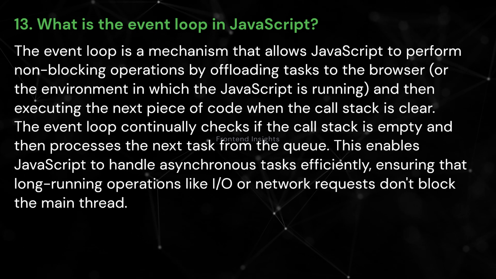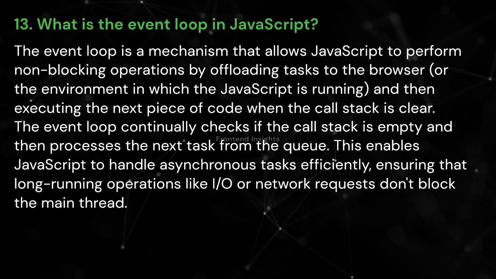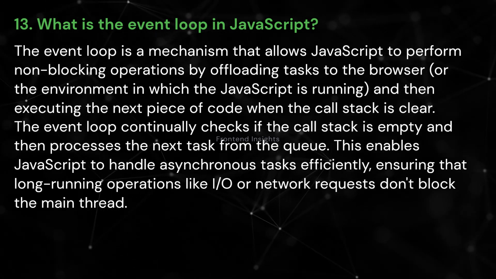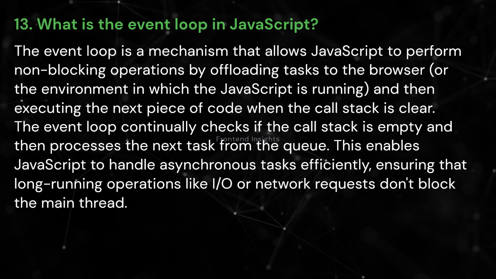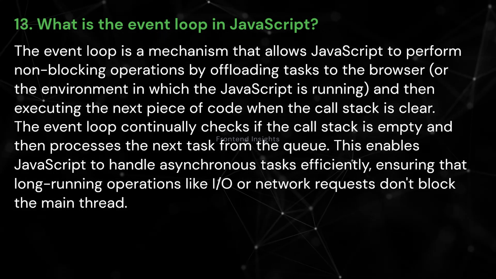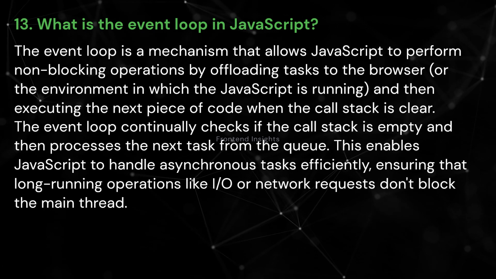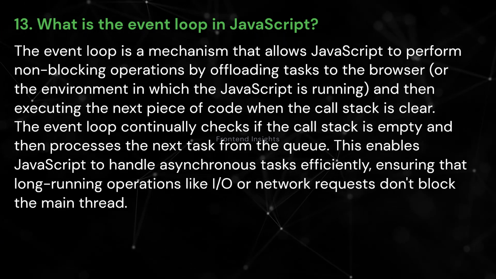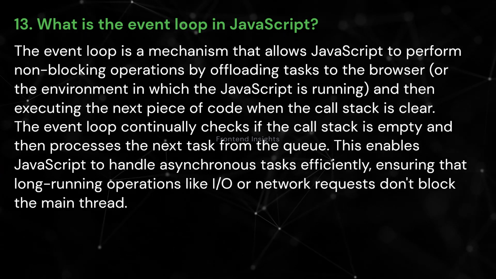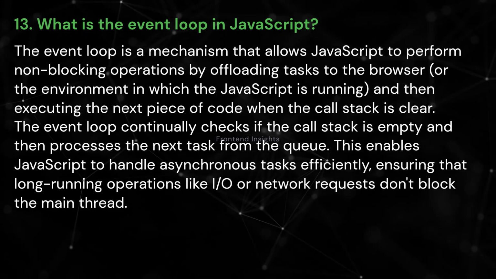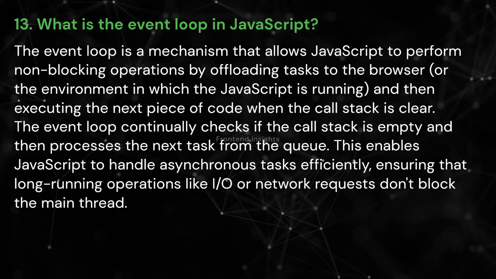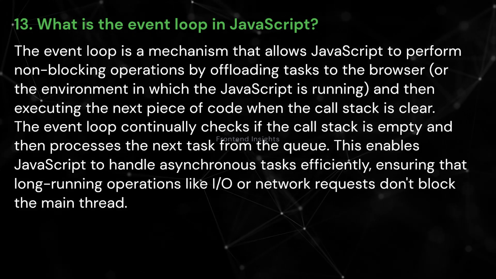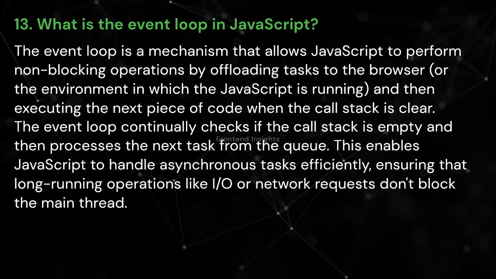Okay, so the event loop continually checks if the call stack is empty and then processes the next task from the queue. This enables JavaScript to handle asynchronous tasks efficiently, ensuring that long running operations like input, output or network requests don't block the main thread. Now move to the next question.